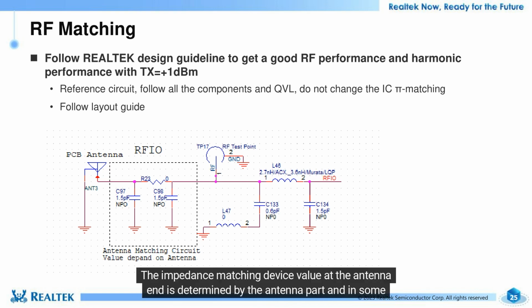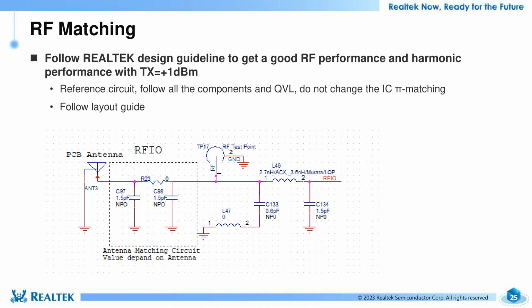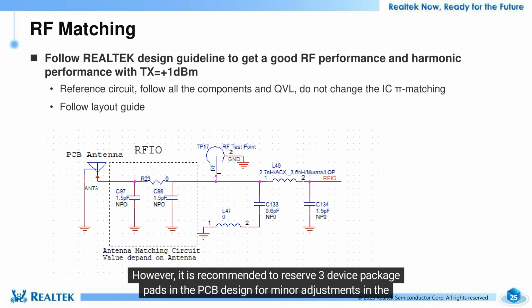The impedance matching device value at the antenna end is determined by the antenna part, and in some designs, the impedance matching network of the antenna can be implemented using only 2 components. However, it is recommended to reserve 3 device package pads in the PCB design for minor adjustments in the final stages.